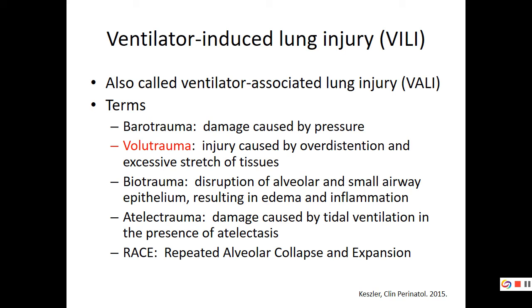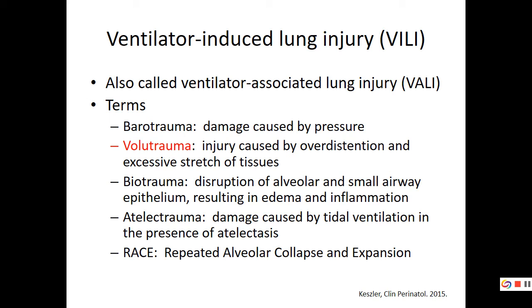Ventilator-induced lung injury, also called ventilator-associated lung injury. There's lots of different terms that you probably have heard. The most important one is volutrauma. That's the main culprit to lung injury. But barotrauma is damage caused by pressure. Volutrauma is trauma to the lung caused by overdistension or excessive stretch.